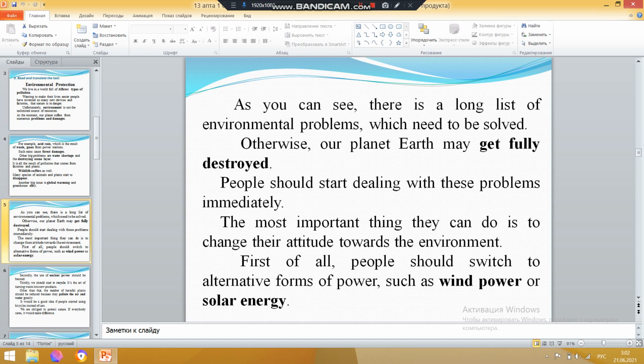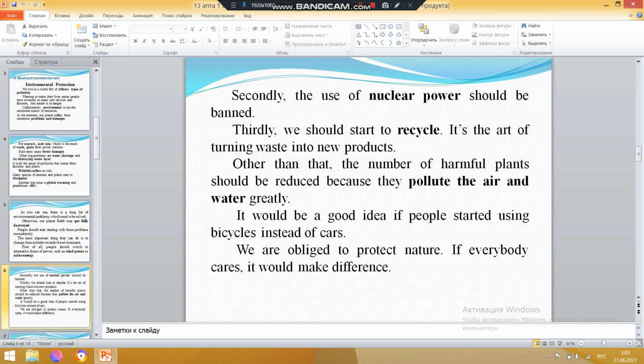As you can see, there is a long list of environmental problems which need to be solved. Otherwise, our planet Earth may get fully destroyed. People should start dealing with these problems immediately. The most important thing they can do is to change their attitude towards the environment. First of all, people should switch to alternative forms of power such as wind power or solar energy. Secondly, the use of nuclear power should be banned.